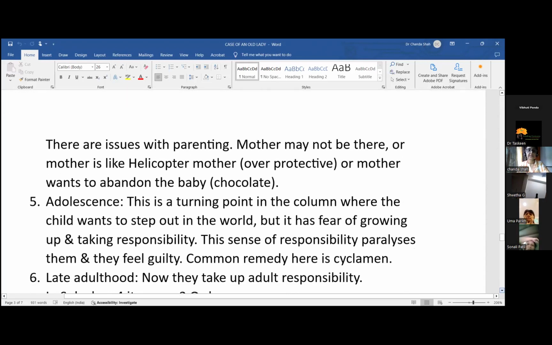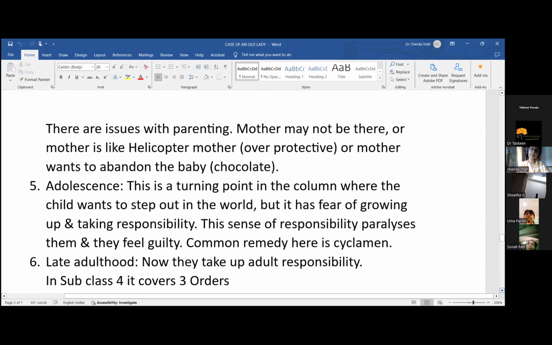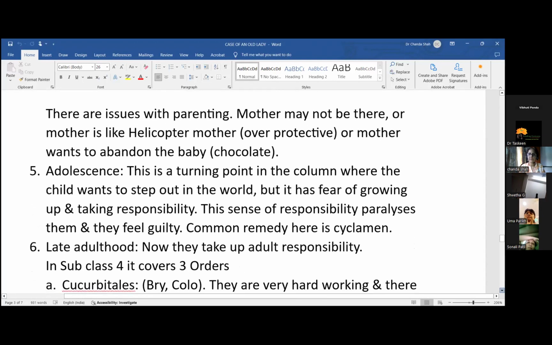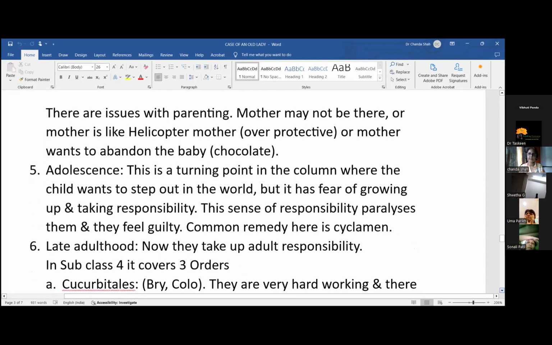And then there's the adolescent stage. This is the turning point in the column where the child wants to step out in the world, but it has fear of growing up and taking responsibility. This sense of responsibility paralyzes them and they feel guilty.